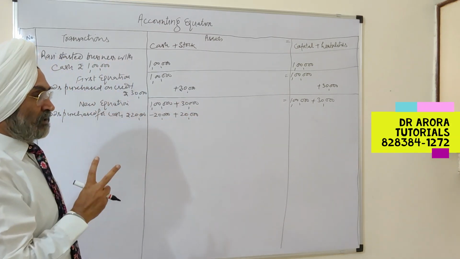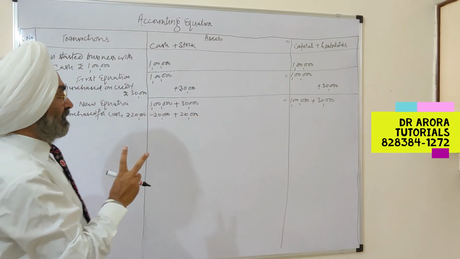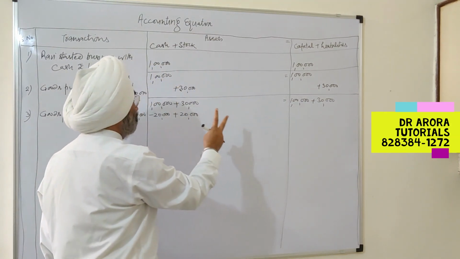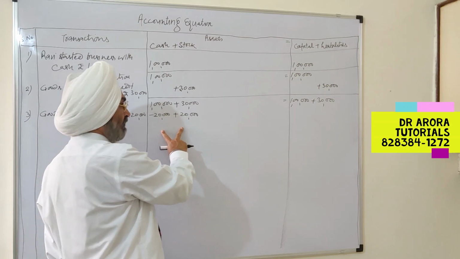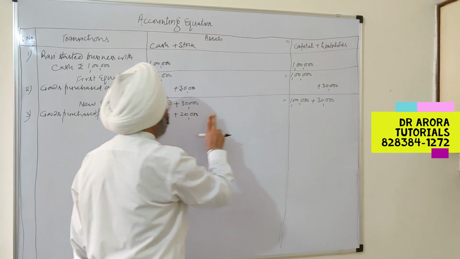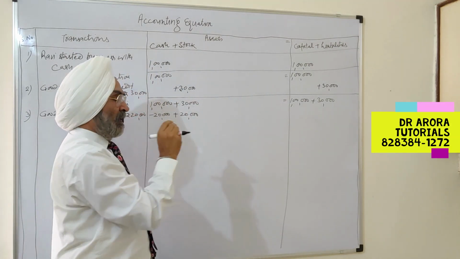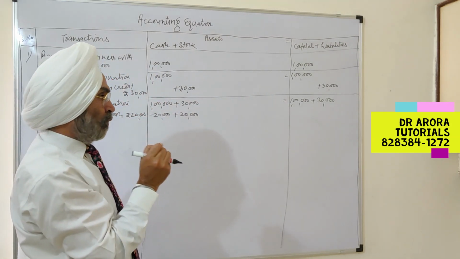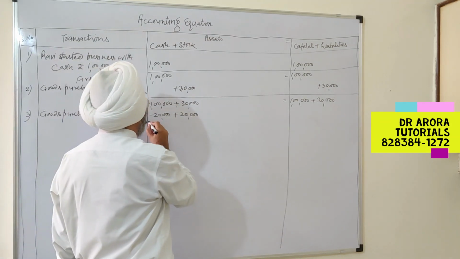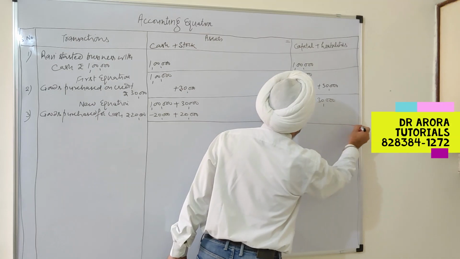Two aspects. It is not necessary that one aspect should be on this side and one on that side. Either both the aspects may be on this side, or both on that side, or one aspect on this side and the other aspect on that side. Ultimate purpose is both sides should be equal.